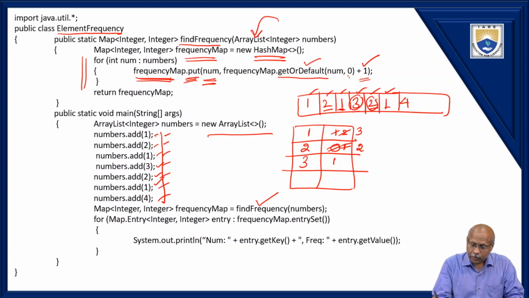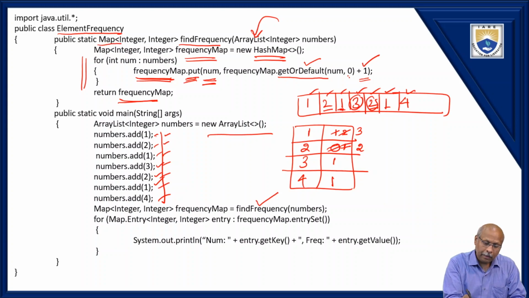Again next item, 4. 4 is not there. So default value 0 plus 1. So 1. So this is the way it is counting the elements' frequency. This is a simple method to count. And finally, when the map is ready, I am returning that frequency map. This map is the return type.